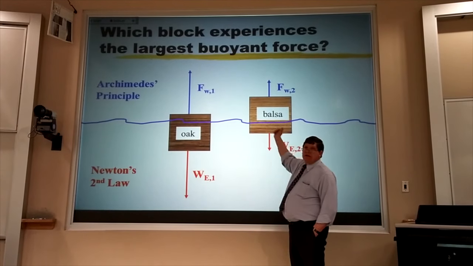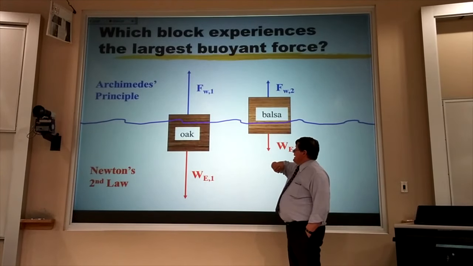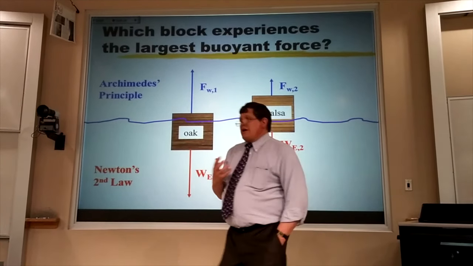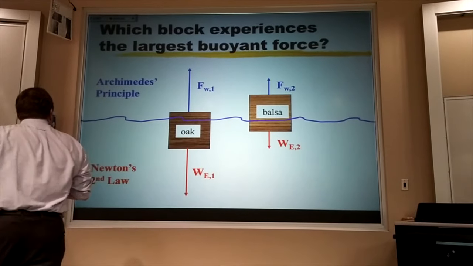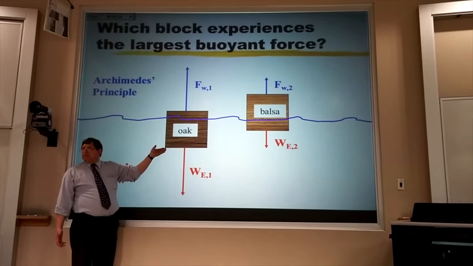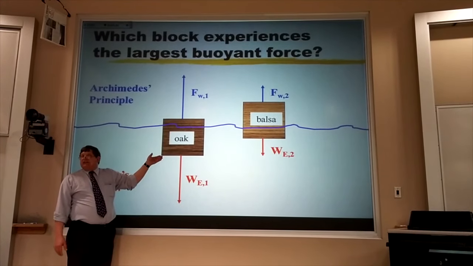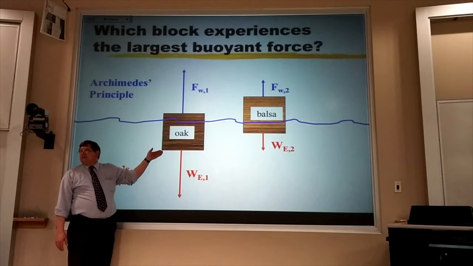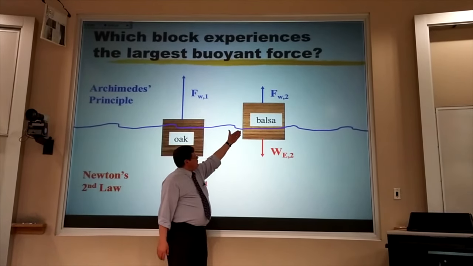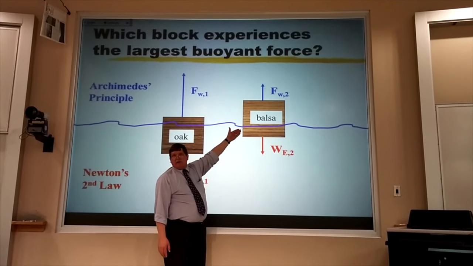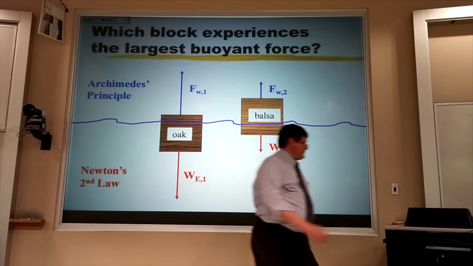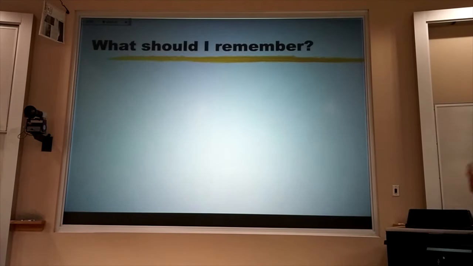This has to be a less dense wood like balsa wood. Now, indeed, by looking at how it floats in the water, I can tell you what its density is. If this is floating with 80% of its volume submerged, it's got a density that's 80% that of water. I'll show you that in just a moment. This one is floating with only about 20% of its volume submerged, so it has a density about 20% that of water.